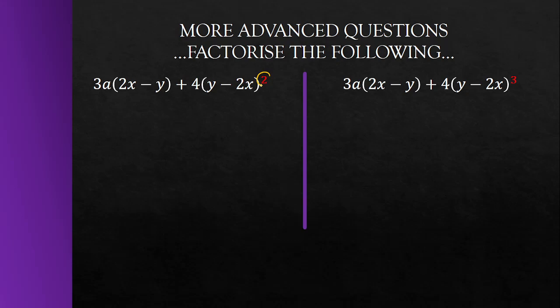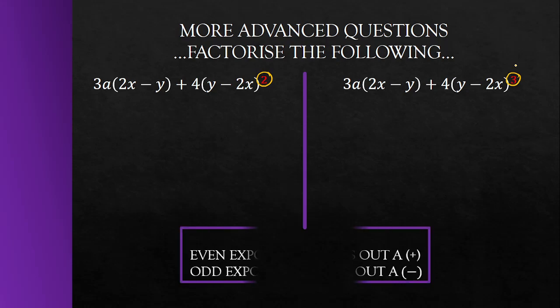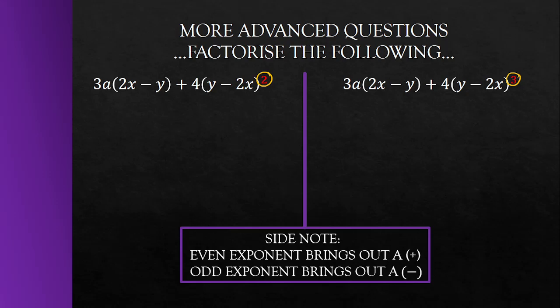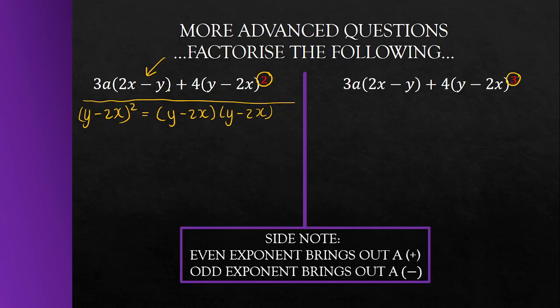We're dealing here with squares and cubes. So we've got odd numbers and even numbers. Thing to consider here is this y minus 2x. Let's just make like a side note here. Y minus 2x squared is equal to y minus 2x and a y minus 2x. If we look at this original bracket, we need to have a 2x minus y. So we're going to have to apply a sign change to this first bracket as well as the second bracket.